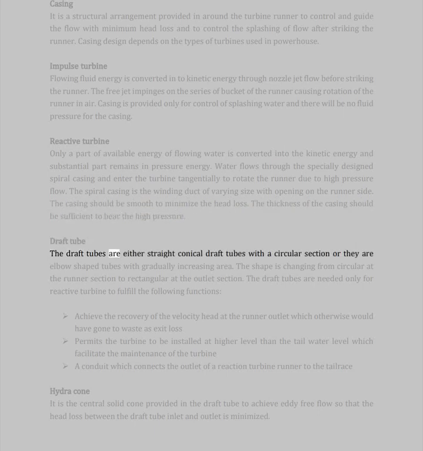Draft tube. The draft tubes are either straight conical draft tubes with a circular section, or they are elbow-shaped tubes with gradually increasing area. The shape changes from circular at the runner section to rectangular at the outlet section. The draft tubes are needed only for reactive turbine to fulfill the following functions. Achieve the recovery of the velocity head at the runner outlet, which otherwise would have gone to waste as exit loss; permit the turbine to be installed at higher level than the tail water level, which facilitates the maintenance of the turbine. It is a conduit which connects the outlet of a reaction turbine runner to the tail race.